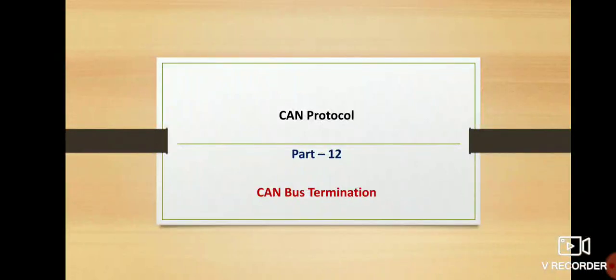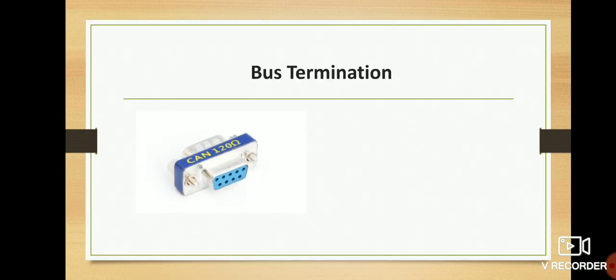This is part 12. In this, we are going to see about the CAN bus termination. This is one of the important and interesting topics in the CAN protocol because it makes the CAN protocol unique. So let's see how the CAN bus termination works.